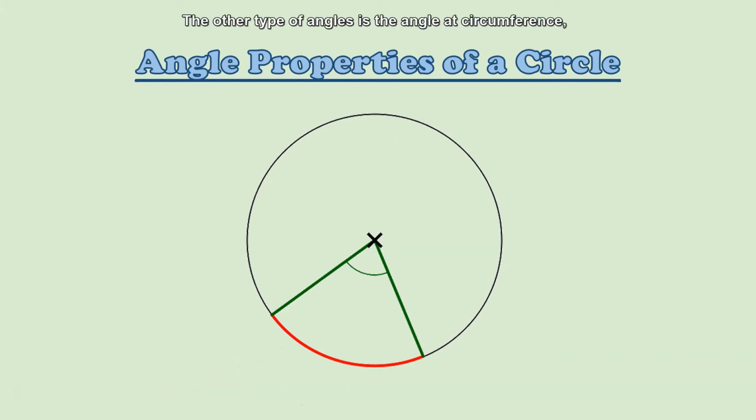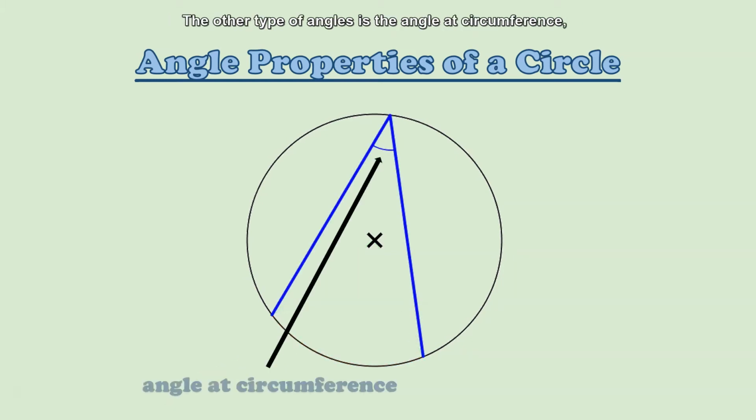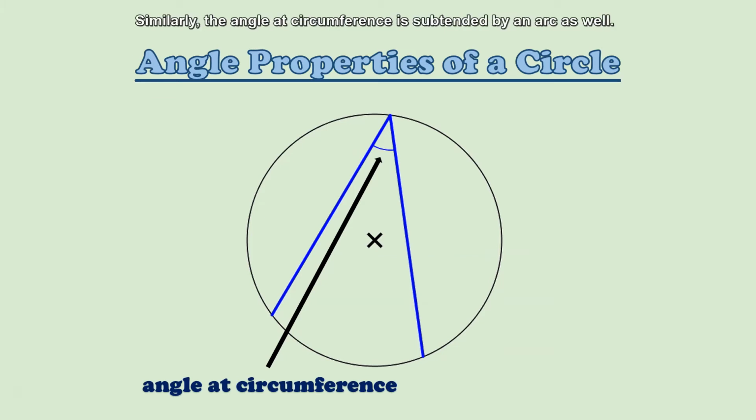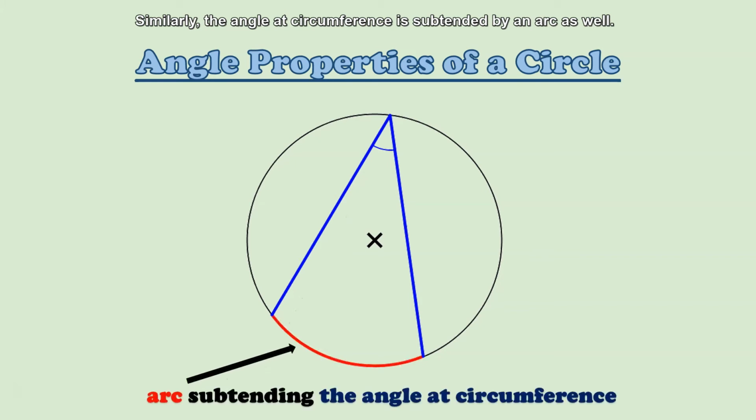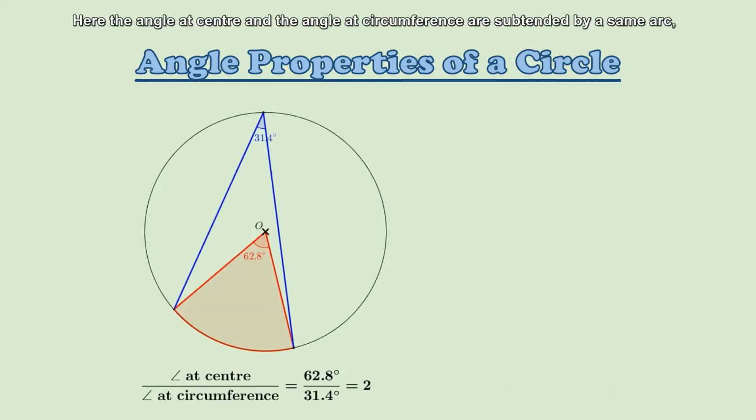The other type of angles is the angle at circumference, which means the vertex of the angle is on the circumference. Similarly, the angle at circumference is subtended by an arc as well. Now take a look at this diagram. Here the angle at center and the angle at circumference are subtended by a same arc.